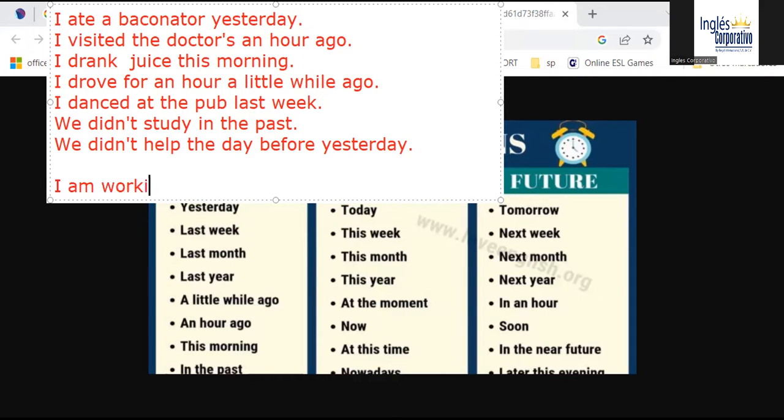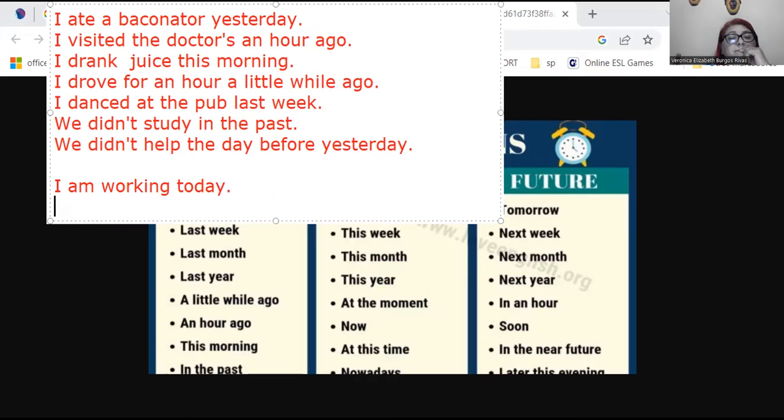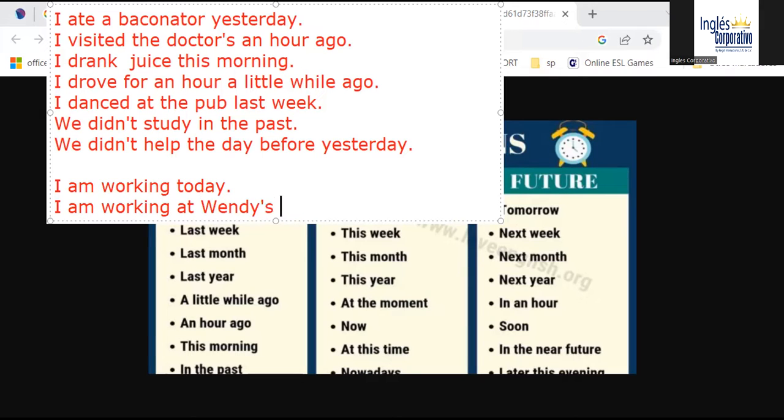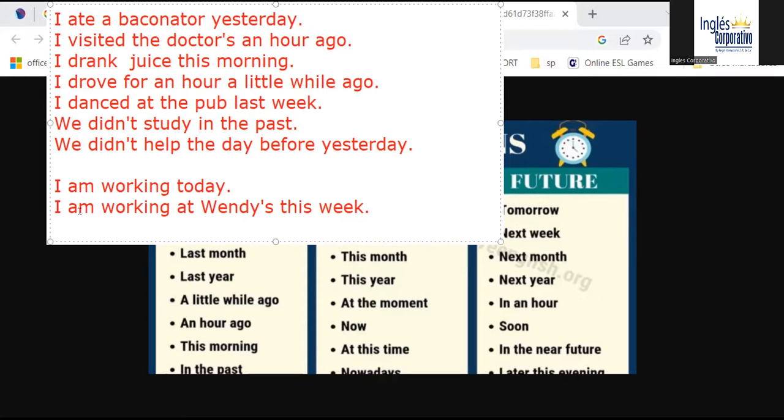I am working when? Time expression for the present? Today, okay. An activity that is, let's say, a temporary situation. I am working at, let's say, give me the name of a company. Let's say Wendy's. I'm working at Wendy's this week. So it's a temporary situation, right? Probably this week, I don't know, next month, but this week I'm working at Wendy's.